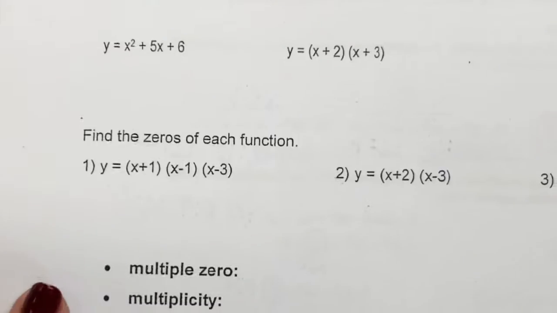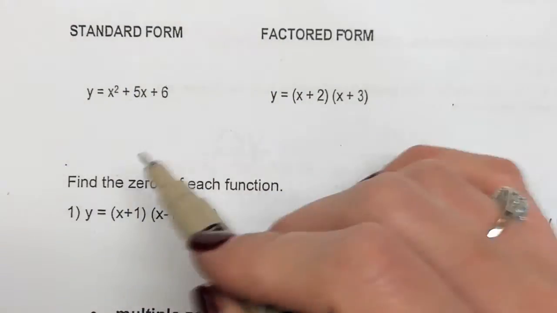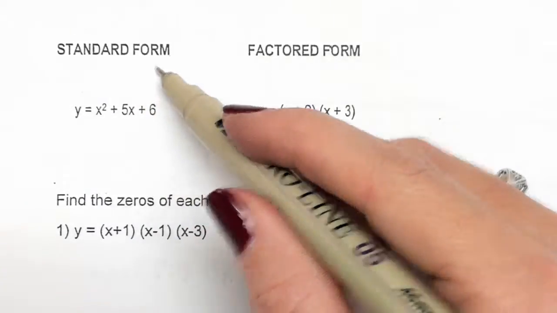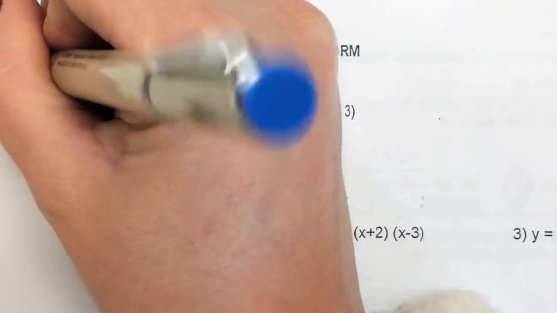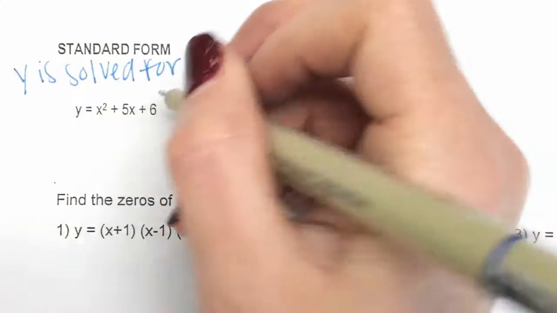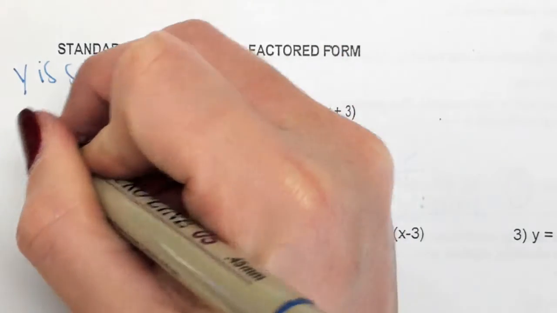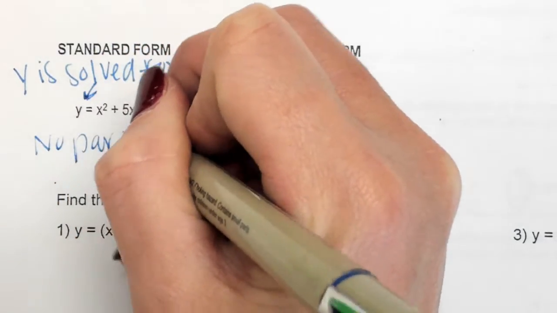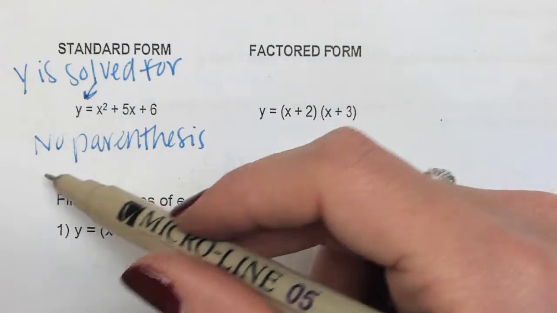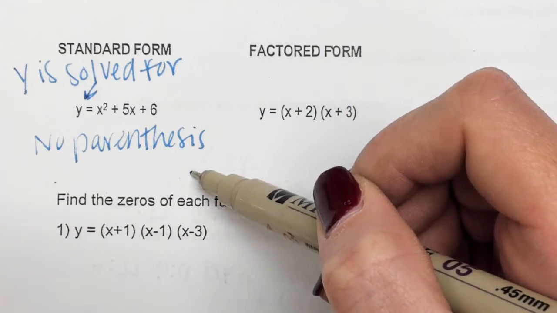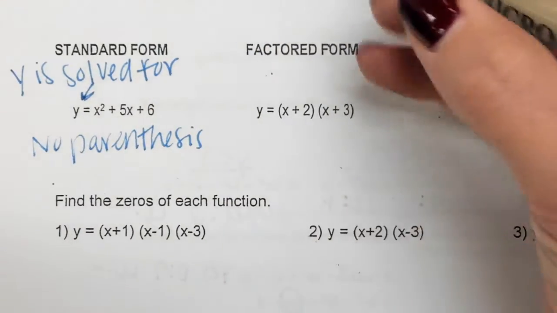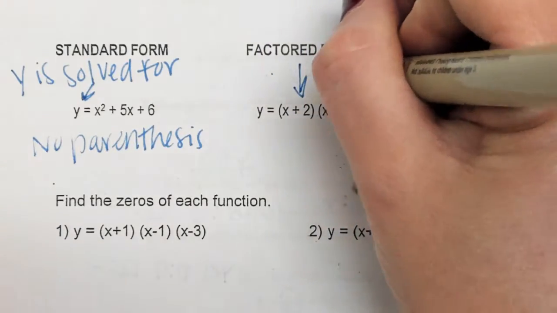Alright, now I want you to look at these two polynomials, okay? This is in standard form. How do you know when something's in standard form? Write this underneath. Y is solved for, plus no parentheses. That's how you know if it's in standard form. Y is solved for, also no parentheses. This is when a polynomial is in standard form. When a polynomial is in factored form, you can see that it has parentheses.